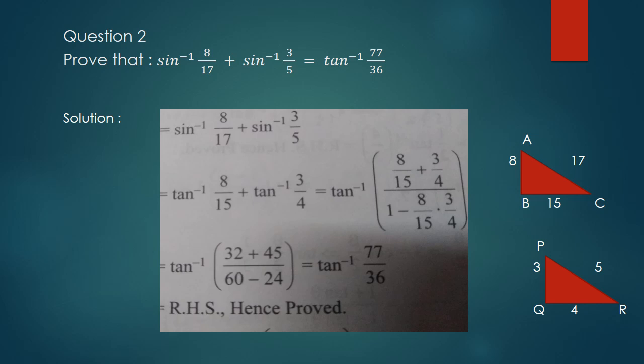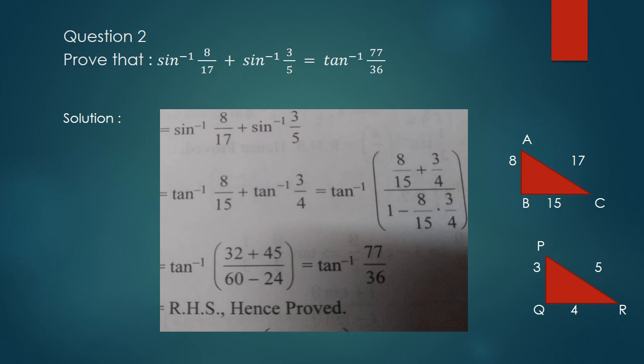Second question, prove that sin inverse 8 by 17 plus sin inverse 3 by 5 is equal to tan inverse 77 by 36. For the solution of this, we will use its LHS and we will show that LHS is same as RHS. So, LHS is sin inverse 8 by 17 plus sin inverse 3 by 5.